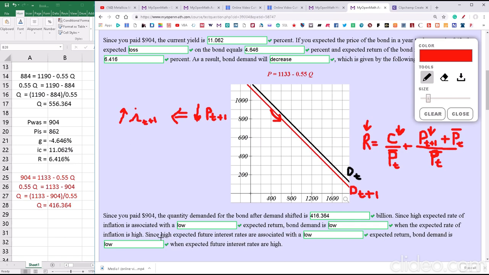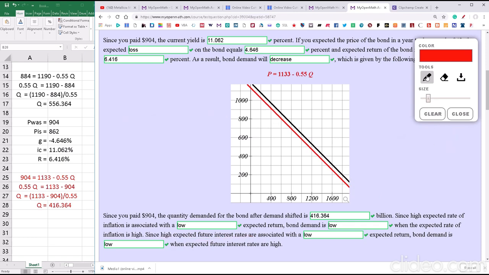So that's why high expected future interest rates are associated with low expected return. We have a low return and a high interest rate. And that's why bond demand is going to be low. You're not going to want to hold the bond if you expect the price to go down. Okay? All right, so we're going to clear all that.